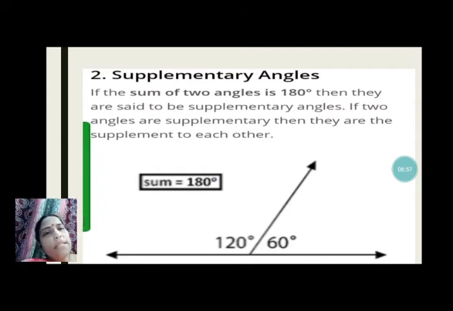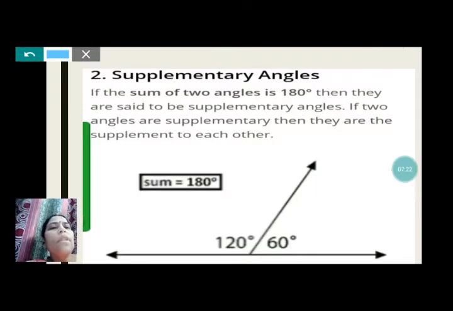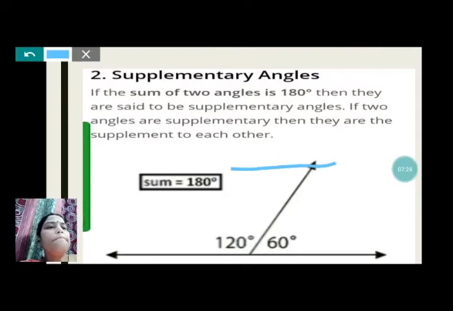So 120 plus 60, when we add, we get 180. If two angles are supplementary, then they are the supplement to each other. So if two angles are added and we get the sum as 180 degrees, then they are said to be supplements of each other. Now one thing, let us see. Now if I have, wait.